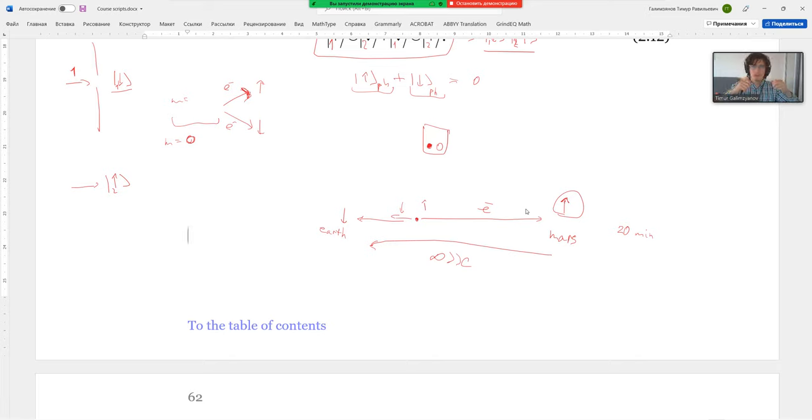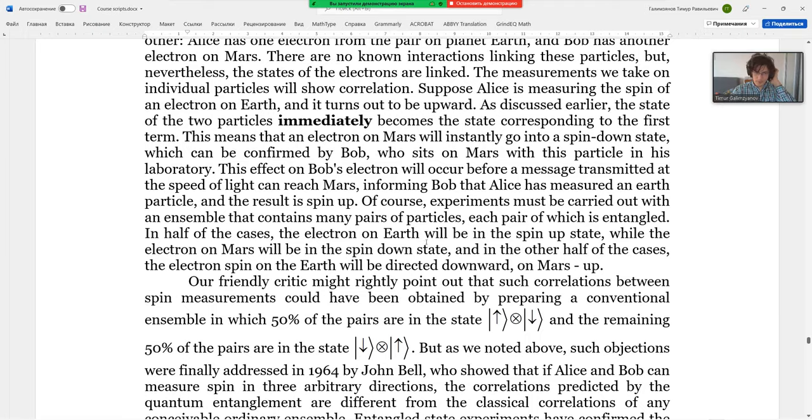You only get the collapse of the wave function on Earth and Mars simultaneously, but you do not get any new information. Just like in this example with the black and white ball: once you open your hand and find out the white ball in your hands, and you know that on Earth the ball is black, you didn't transfer information. You get the information that on Earth the ball is black, but only because these two balls were entangled. You cannot transfer any information faster than the speed of light. That is very important.